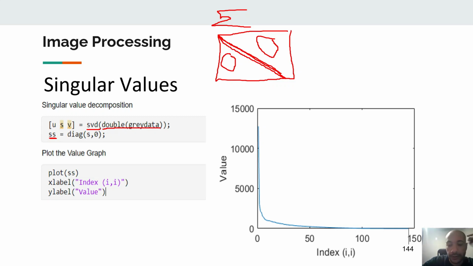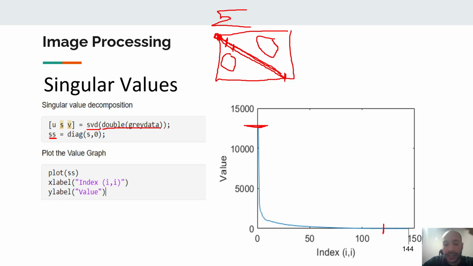I'm plotting each value by its index. Index 1 means the value up in here, index 2 the value in here, index 3 the value in here, and index number 144 is the last value in the diagonal. You can see here that the first number in the sigma matrix has the highest value. It's very large. However, for the index of 144, the value is very low.